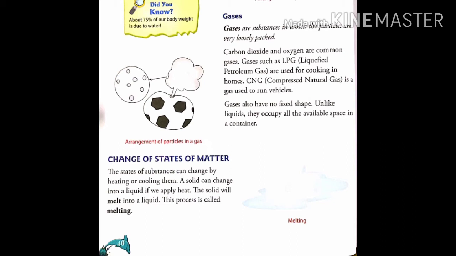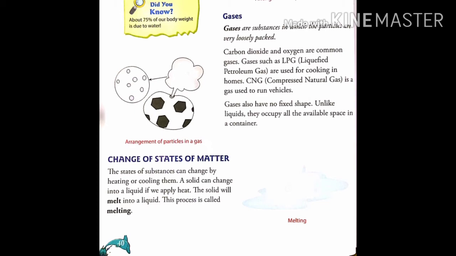Now let's study a few processes which take place during this change of states of matter. The first process is melting. What happens in melting? In melting, a solid changes into liquid. When we apply heat to any solid substance, it changes into liquid form.